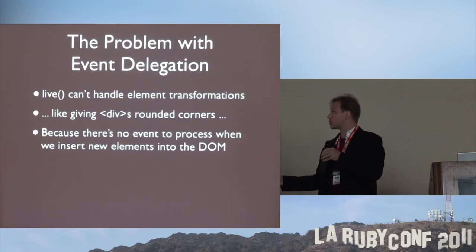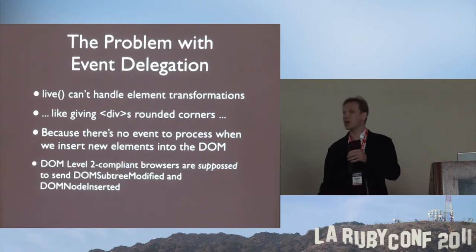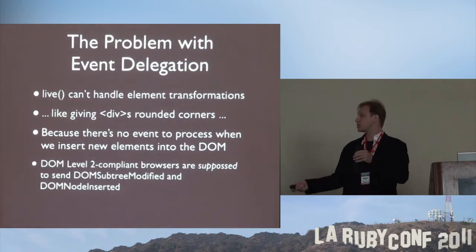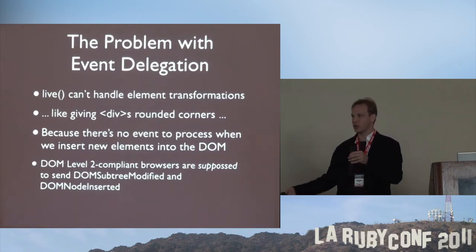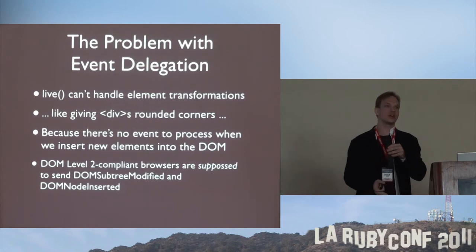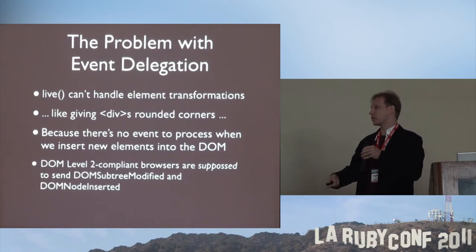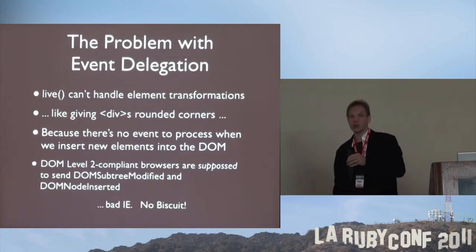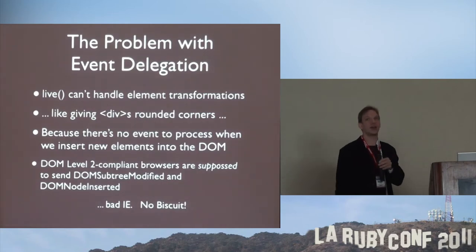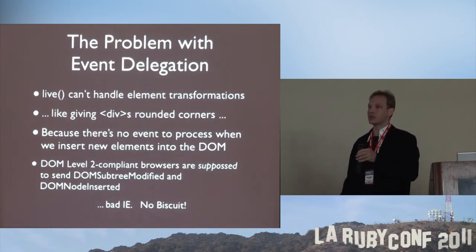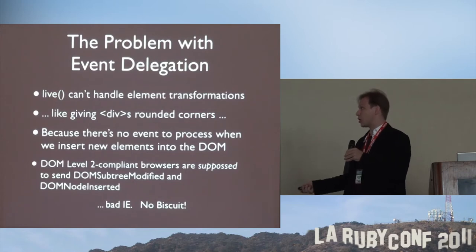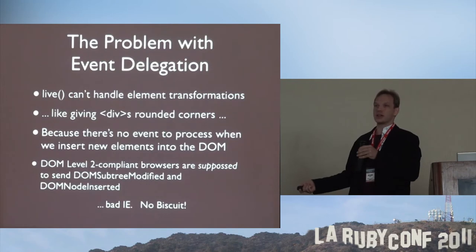We should be able to do this with event delegation, because DOM level 2 specifies these mutation events, DOM subtree modified and DOM node inserted, and there are a few related ones, that are supposed to get fired whenever something gets added to the DOM. Then we could use jQuery Live to catch that and transform our element as soon as it hits the page. But of course, IE never implemented it. And in fact, as a result of IE's developers and some of the other developers whining that this is really hard, these events have actually been deprecated in DOM level 3.